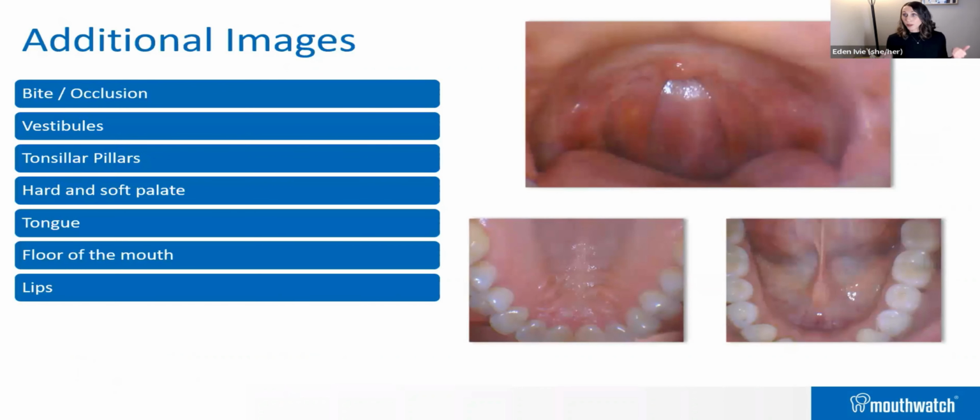And you need to come up with a sequence for additional images. You won't just be taking pictures of teeth, you'll be taking pictures of soft tissue as well. You might be documenting the bite or the occlusion, the vestibules, the tonsillar pillars, hard and soft palate, floor of the mouth, lips, tongue.